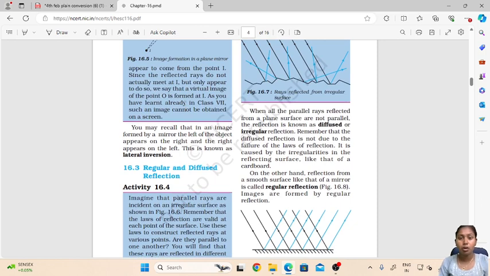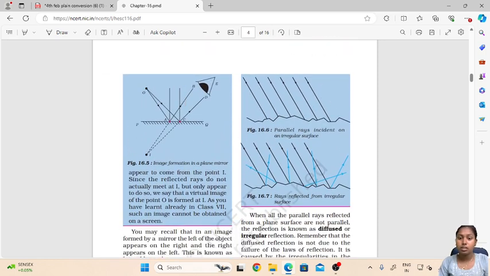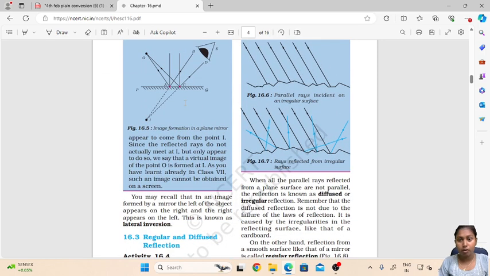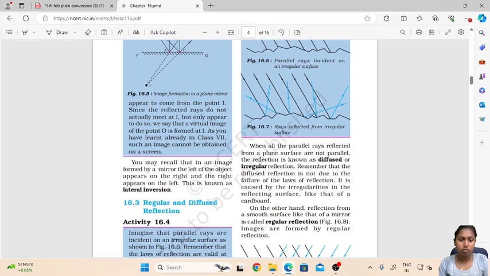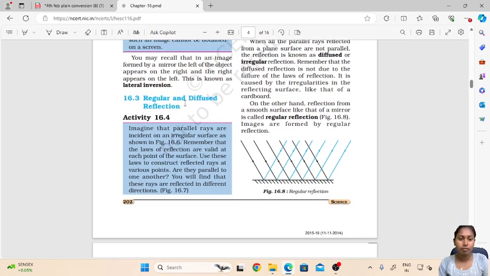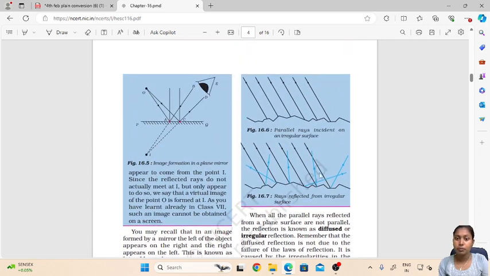To know what regular and diffused or irregular reflection are, there is an experiment. Imagine that parallel rays are incident on an irregular surface as shown in figure 16.6. This is the irregular surface, right? It's not a straight line. It has so many bends. So there are parallel incident rays which fall on this irregular surface.